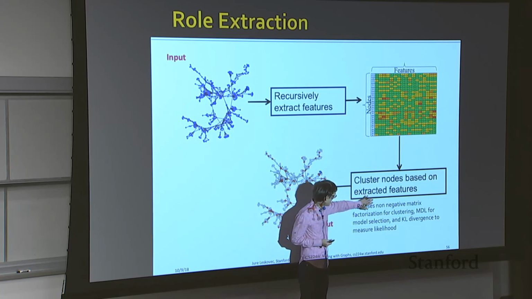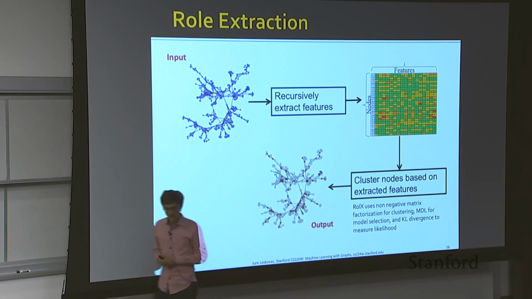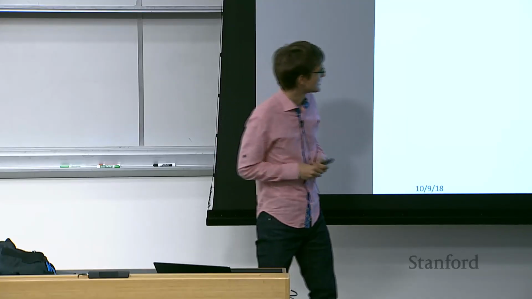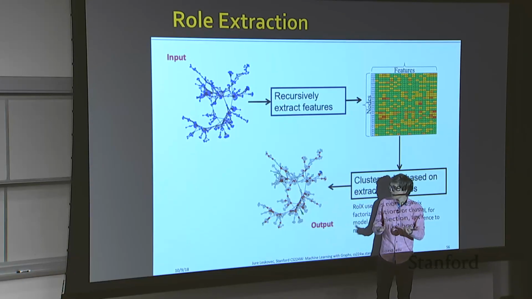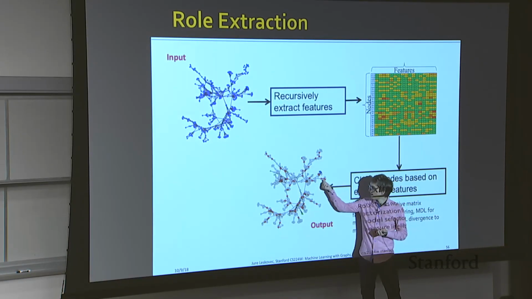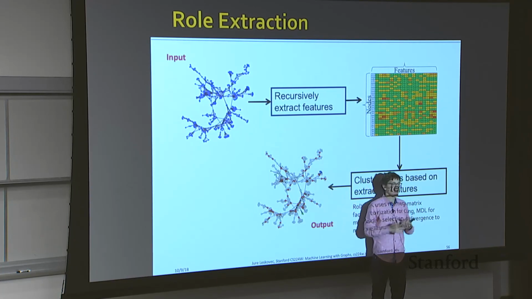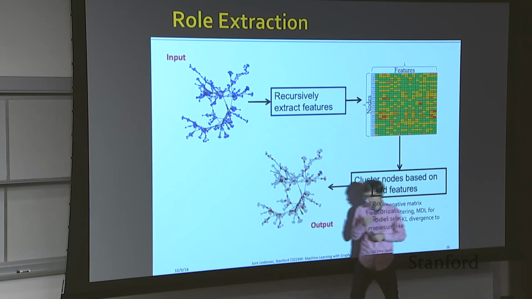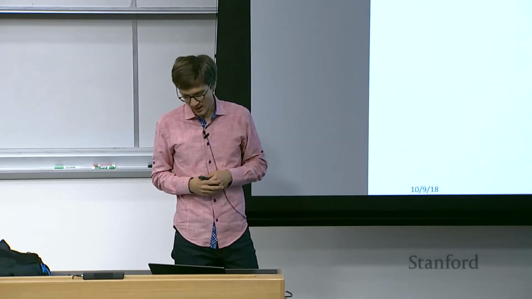In this paper, they decided to use non-negative matrix factorization, which is a method we'll talk about later in the class. And essentially, based on these clusters and these cluster memberships, you assign each node to the role which is the cluster they belong to. And that allows you to identify these types of structural roles in networks.